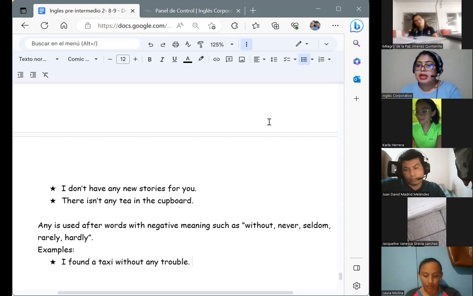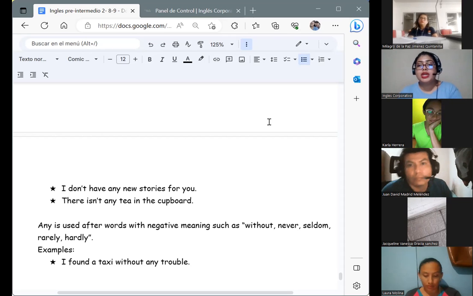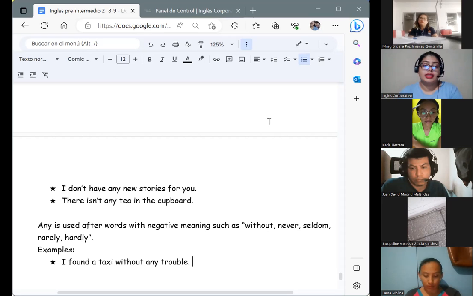Entonces aquí se aplica lo mismo. I found a taxi without... sin. En ese caso, pues es una palabra con una connotación negativa. Encontré un taxi sin ningún problema. Entonces, la oración en sí es positiva porque no estuvimos luchando para encontrar un taxi. Pero without tiene una connotación negativa por su significado también.